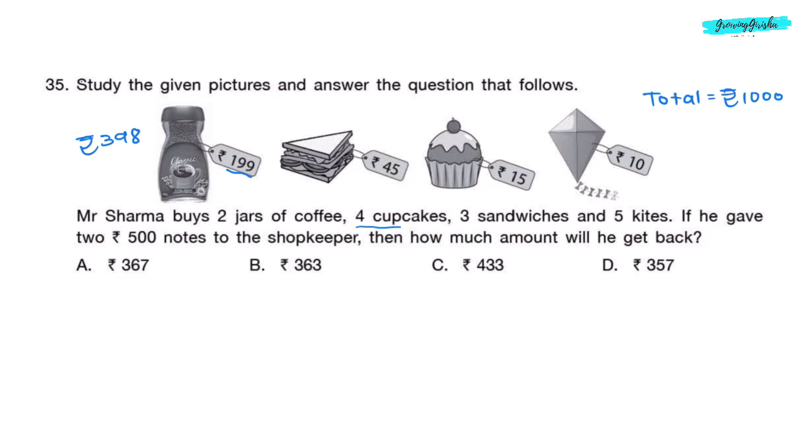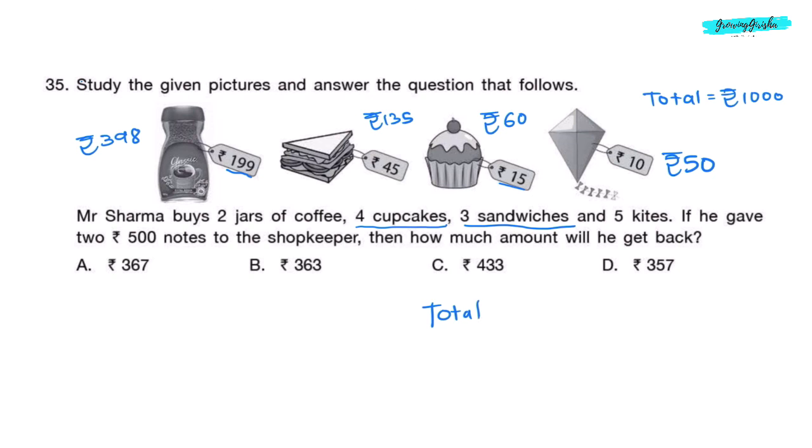Next, 4 cupcakes. 1 cupcake, 15 rupees. 4 cupcakes, 15 into 4. That is 60 rupees. Now, 3 sandwiches. 1 sandwich, 45 rupees. 3 sandwiches, it will be 45 into 3, that is rupees 135. And 5 kites. 1 kite, 10 rupees. 5 kites, 5 into 10, 50 rupees. So now we will add all the amount. 398 plus 135 plus 60 plus 50. It is equal to rupees 643.